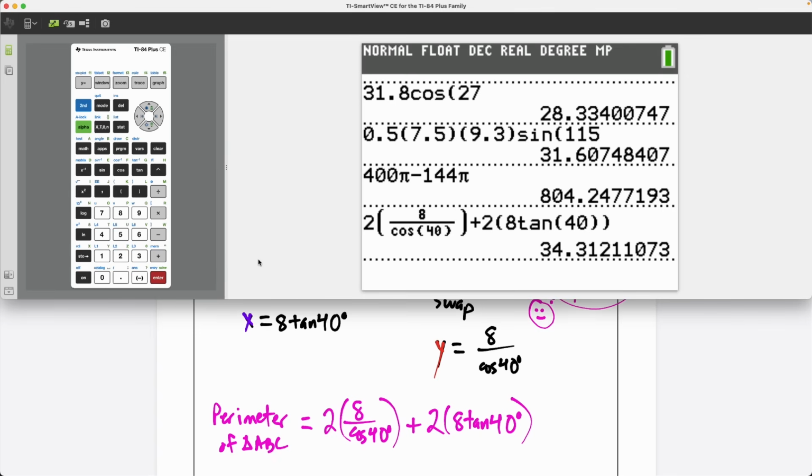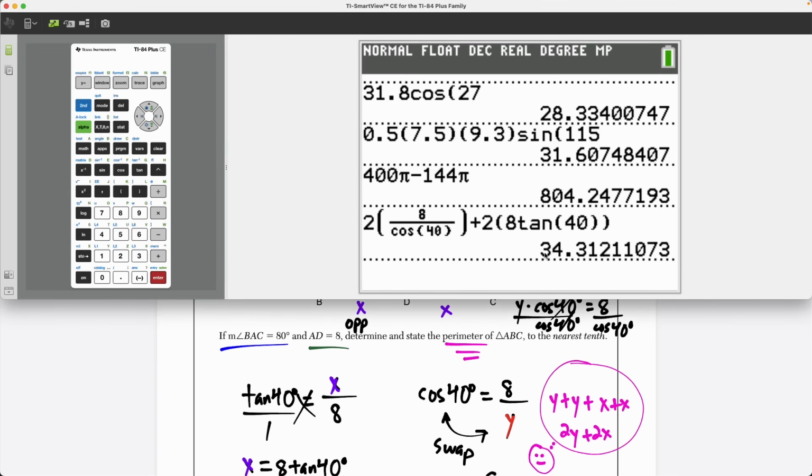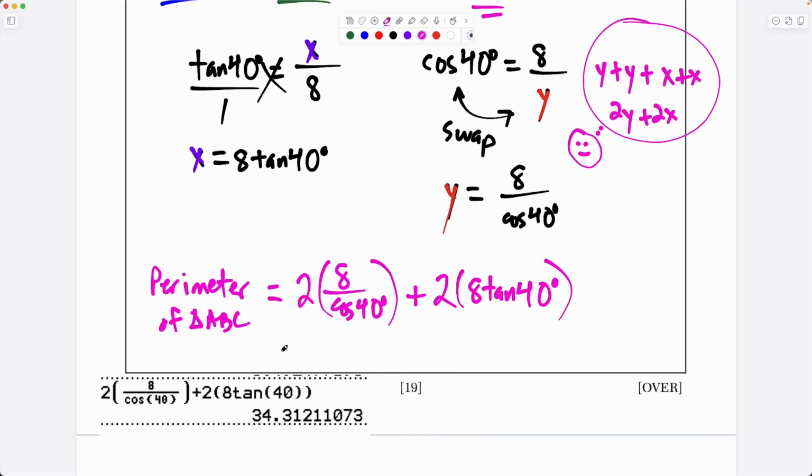Press enter. And this tells us our perimeter to the nearest tenth is going to be 34.3. So we'll just write this out. The perimeter equals 34.3. And this is our final answer.